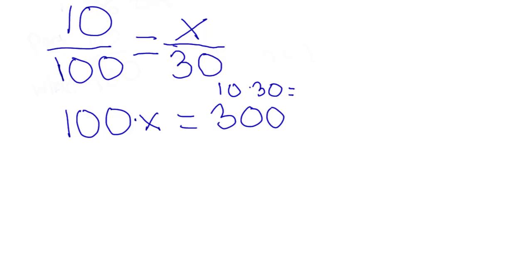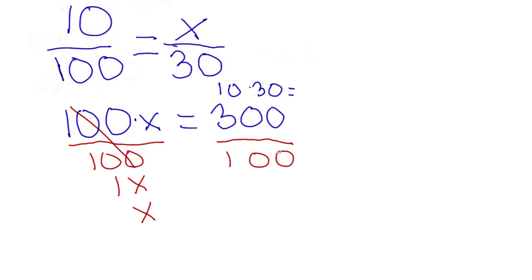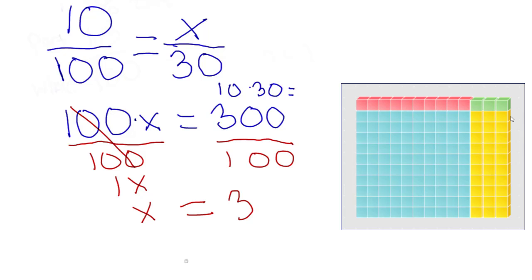Since I was multiplying the 100 times the X, I'm going to do the opposite to get rid of it. I'll divide 100 by itself. What do I get? 1. So now I have 1x, which I can just write as x. But since these are equivalent, if I do something to one side, I have to do it to the other. So I'm going to divide 300 by 100. What do I get? I get 3. So it looks like here, x is equal to 3. Does that sound familiar? Yes, that's the same answer we got earlier, using just the blocks.